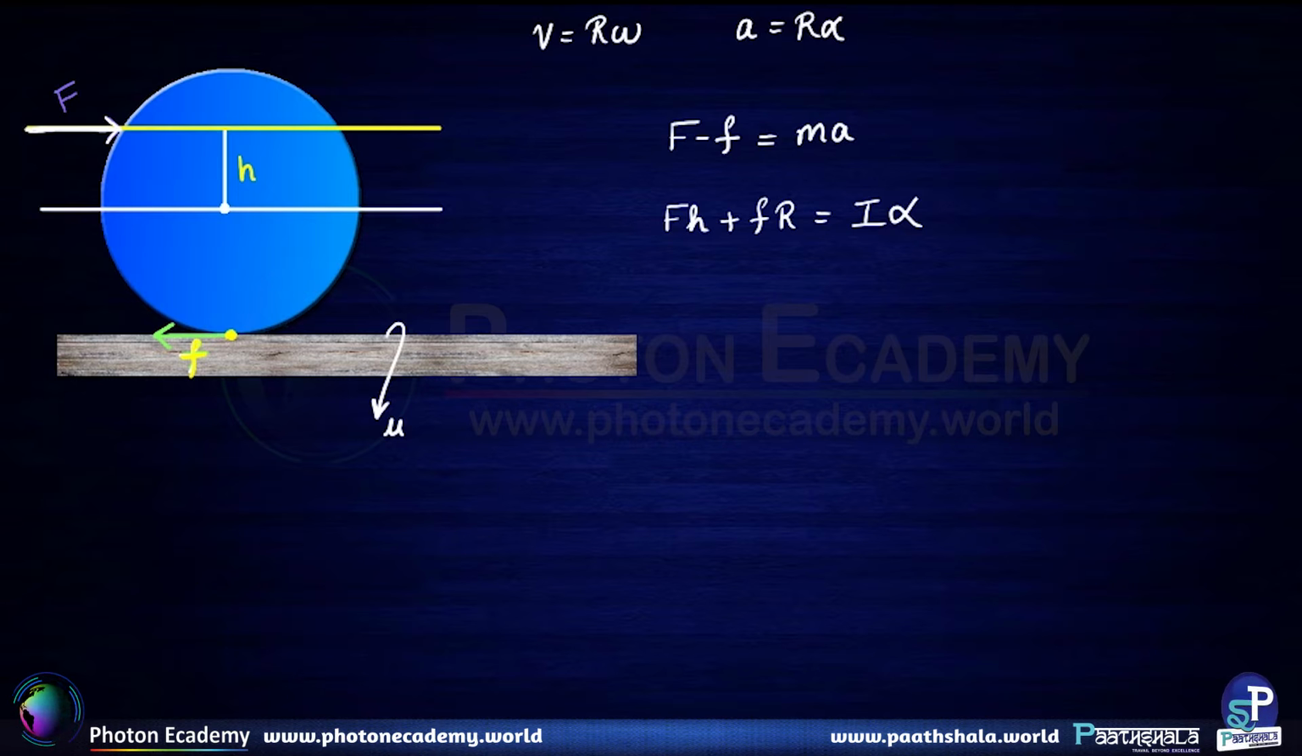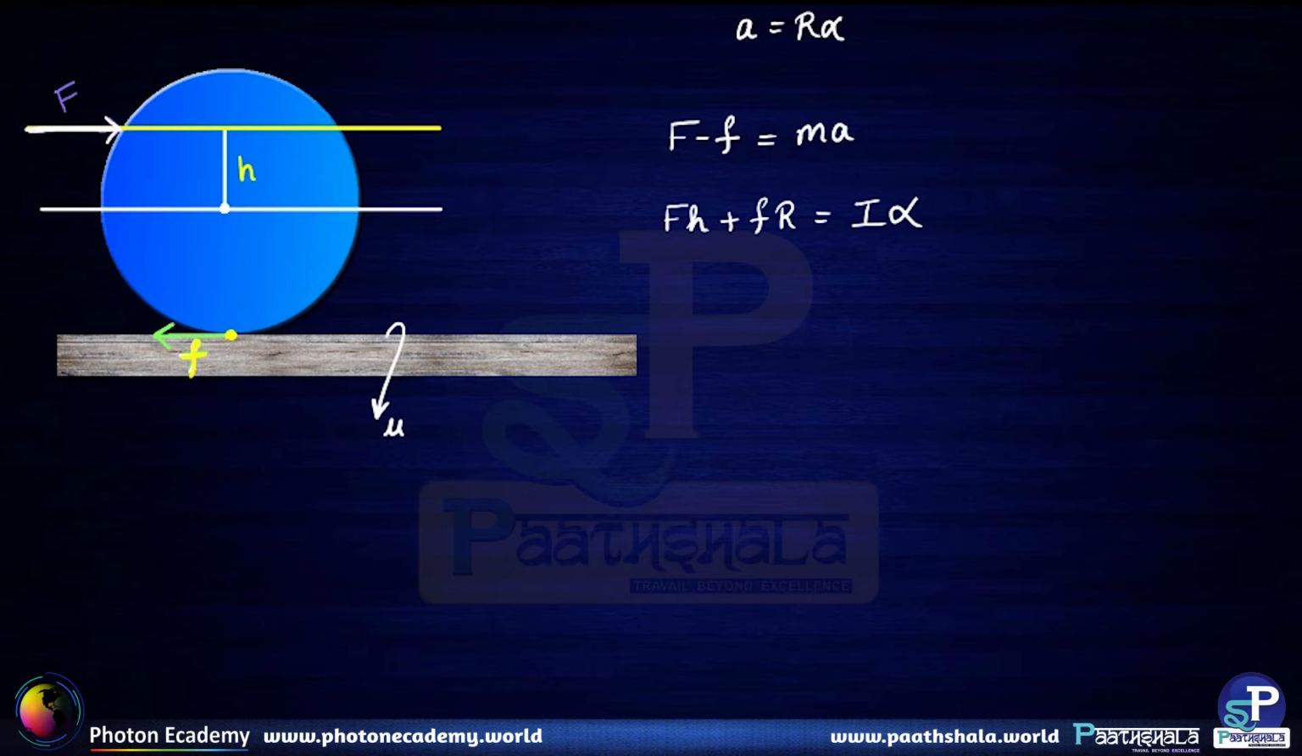Because of pure rolling, we get a is equal to R alpha. Now I'll just ignore this equation V is equal to R omega. Although it is true, it is not required because we are not supposed to usually find the velocity. We are here supposed to find the acceleration, the friction, and the angular acceleration. So these are the three equations 1, 2 and 3. Solving which we'll get the requisite quantities.